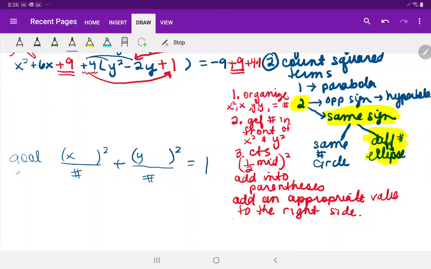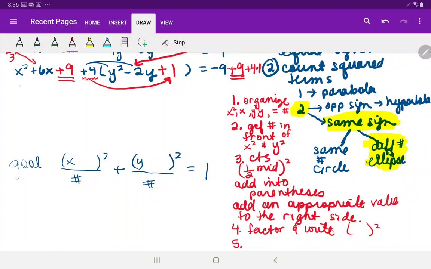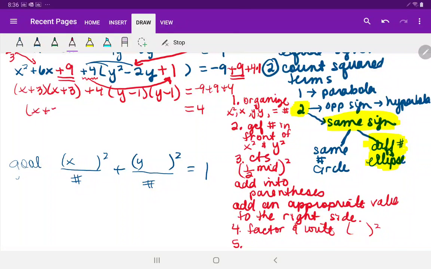So let me go down here. Step 4 is factor and write with the squared. And then we'll do a step 5. So that's kind of 2 steps. So you're going to factor this one, x plus 3, x plus 3. This one you have the plus 4, and then y minus 1 equals negative 9 plus 4 is 4. And that's x plus 3 squared plus 4, y minus 1 squared equals 4.